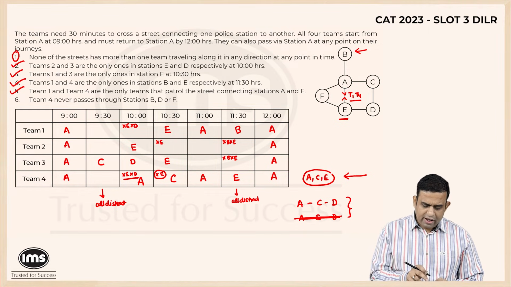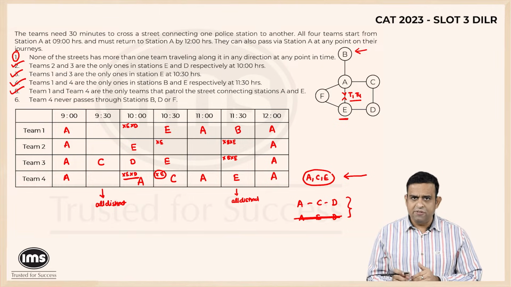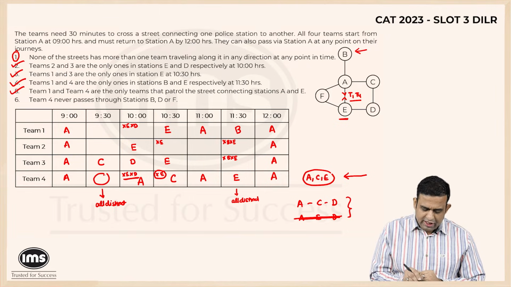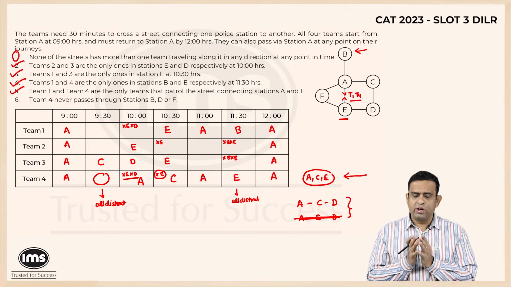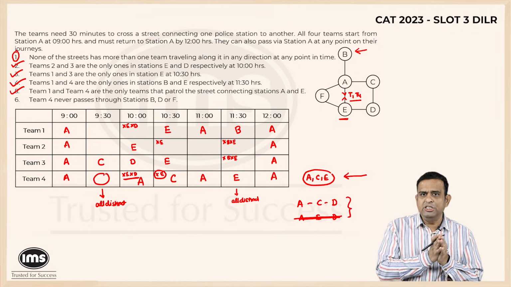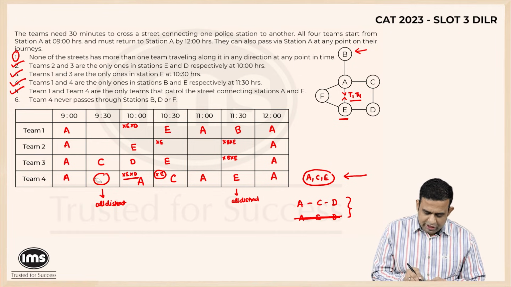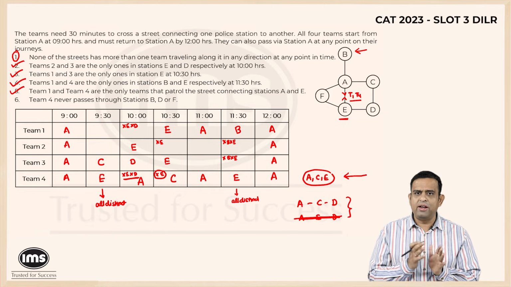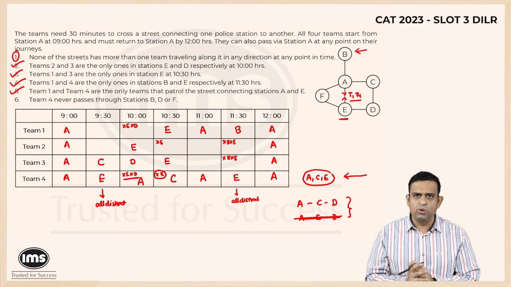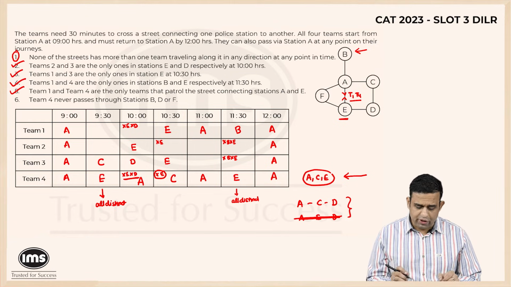And as I told you, at 9:30, all the teams have to be at different stations. So at this particular place, as I told you, team number 4 can only be at station A, C or E. It cannot be A. It cannot be C. So it has to be an E over here. So for team number 4, we know at 9, 9:30, 10 and so on up to 12, where they were and what particular route they were following.